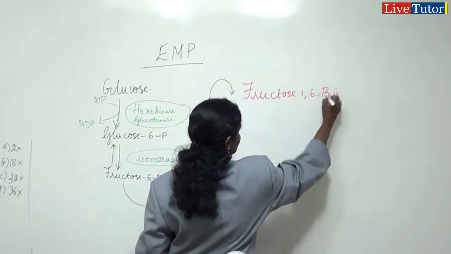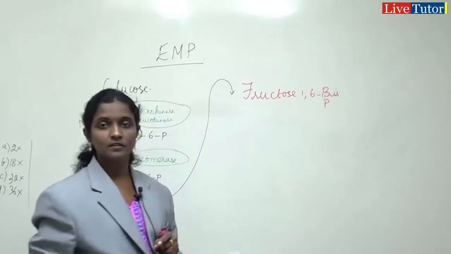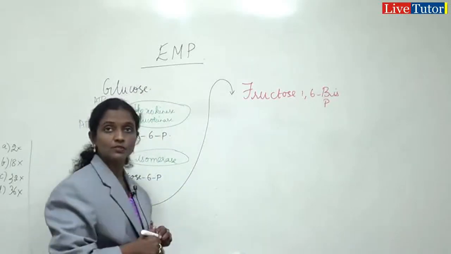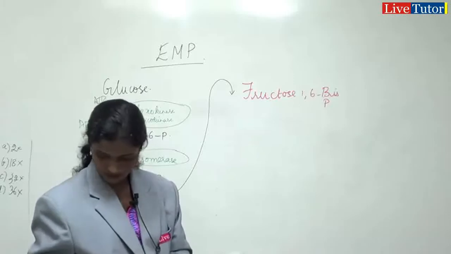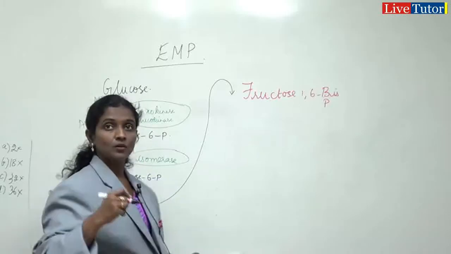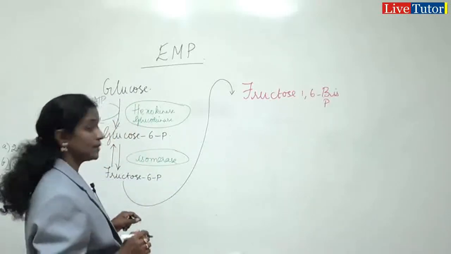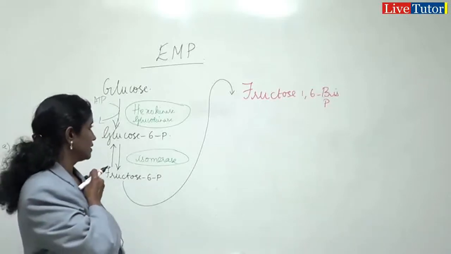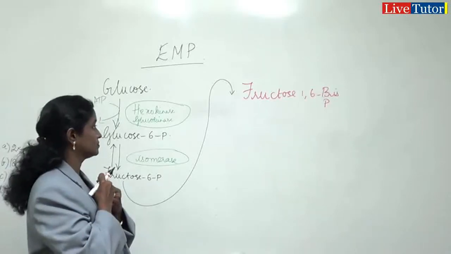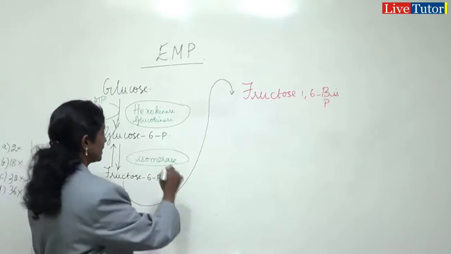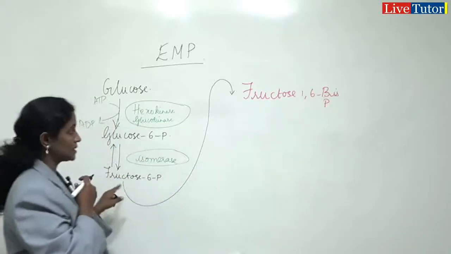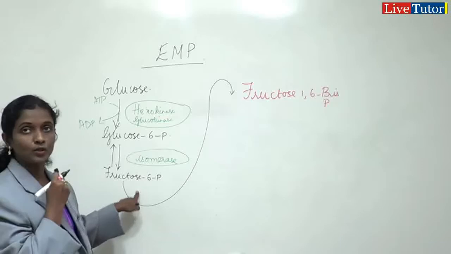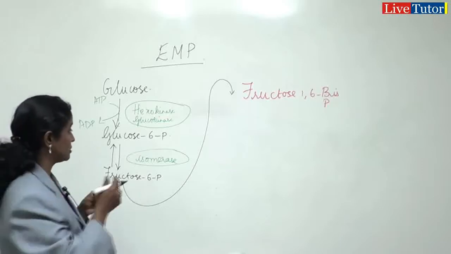Fructose 1,6-bisphosphate. Is this clear? Is this visible? If it is not visible, you can tell me. Again, for this reaction, there is one more addition of an ATP molecule.